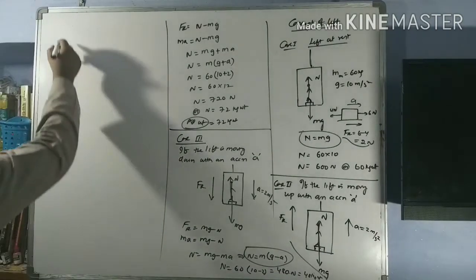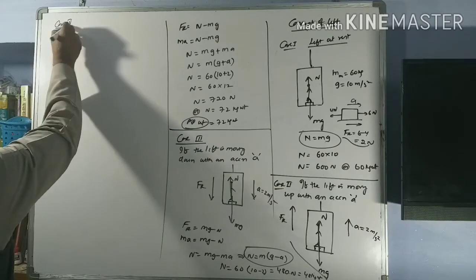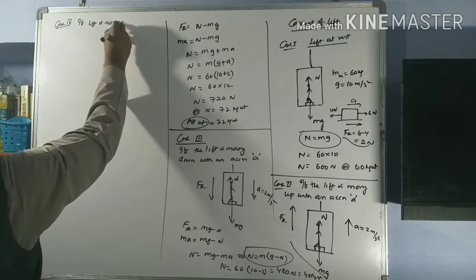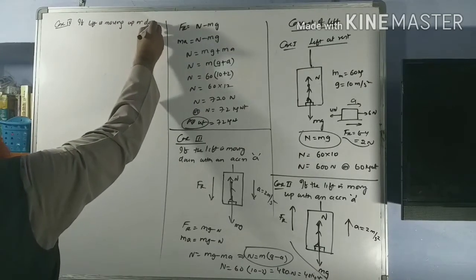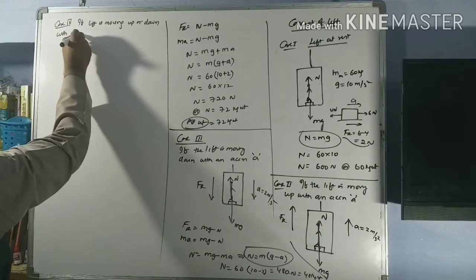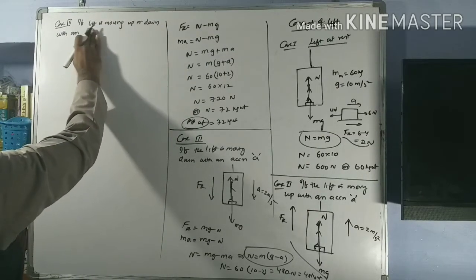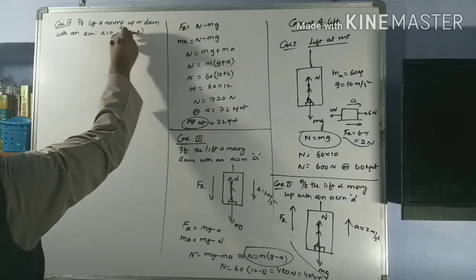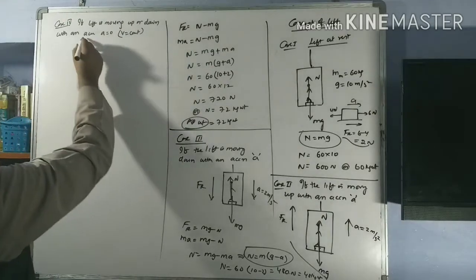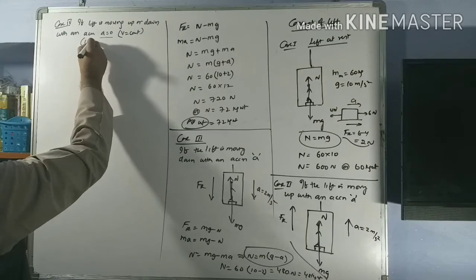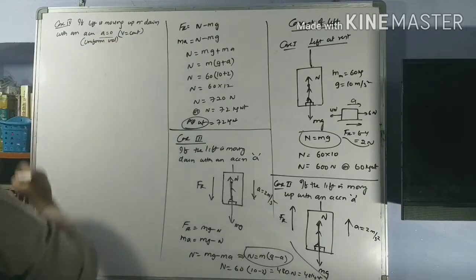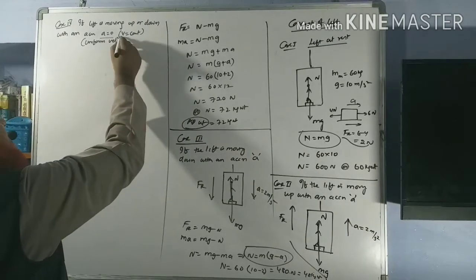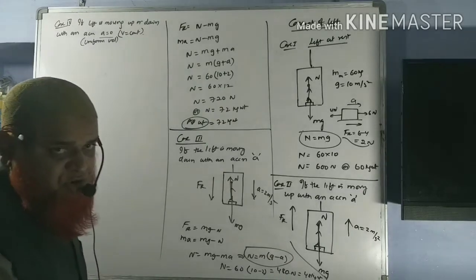Next, finally, let us consider case 4. In this case 4, the lift is moving up or down with an acceleration a equal to 0, that means v is going to be constant. It can also be called uniform velocity. If the lift is moving with uniform velocity, what happens here? Velocity is going to be constant and acceleration is going to be 0.